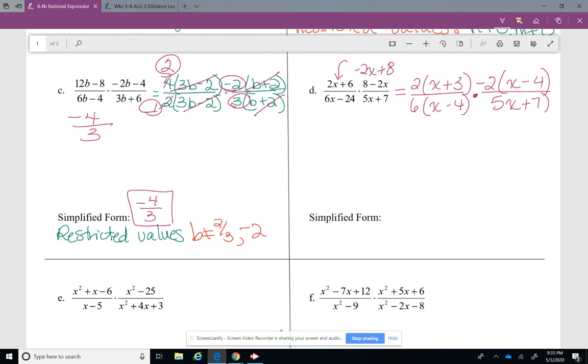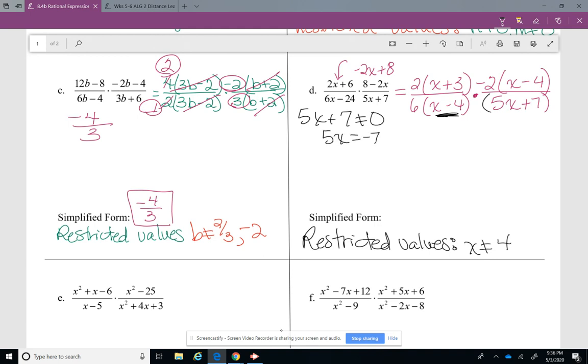Now you're going to want to set this equal to 0, and we know for the restricted values, I think I said restricted form. It's not restricted form, it's restricted values. x cannot be 4. And then if I set the 5x plus 7 not equal to 0, and I subtract 7, and I divide by 5, we know that x cannot be negative 7/5. So x cannot be 4, and it cannot be negative 7/5.